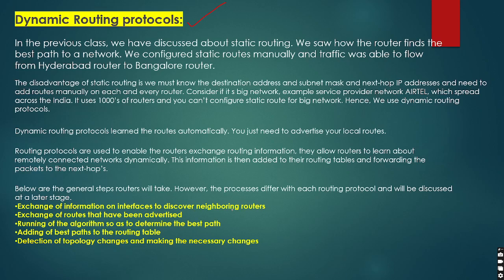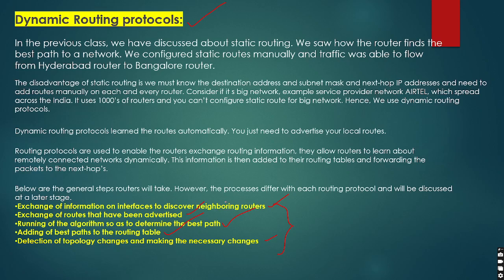First, they will discover the neighbors, then they will advertise the routes, then based on the algorithm, they will choose the best path. Then all the best paths will be populated in the routing table. After that, if the link is down or anything happens, the routes will be withdrawn. It means if the link is down, whatever routes are in the routing table will be removed. Okay, that's the thing. This is a process.